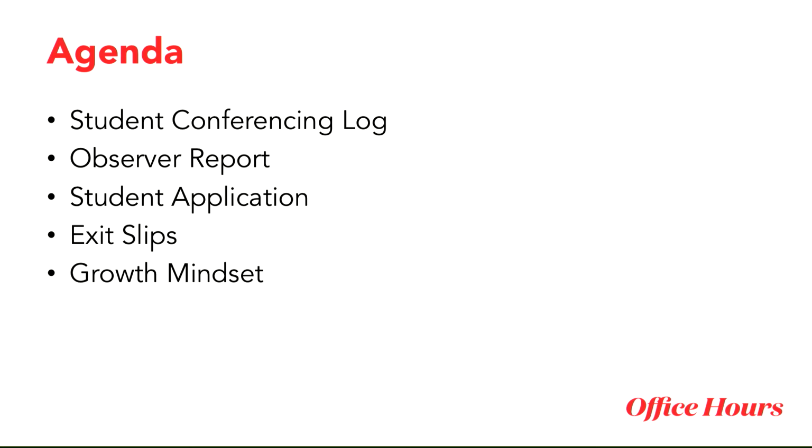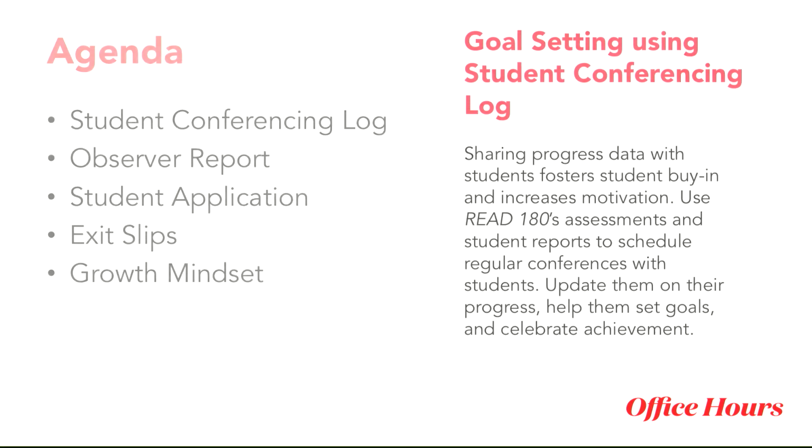So we have some exciting things to share with you about how you can goal set using the student conferencing log. Also use the observer report to track how students are doing in small group and whole group. Look at what's happening during the student application and how we can track data. Also, look at exit slips, that two-way communication where students can tell you as the educator how well they are receiving the lessons and any questions they have. And then finally, growth mindset. If students have that growth mindset, a lot of what we do is so much easier.